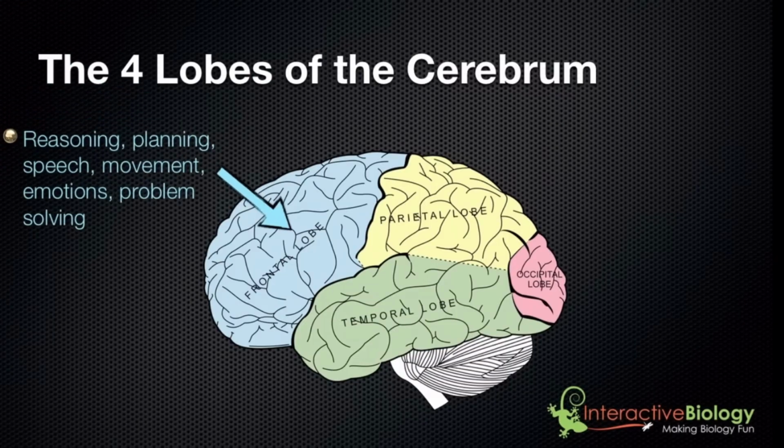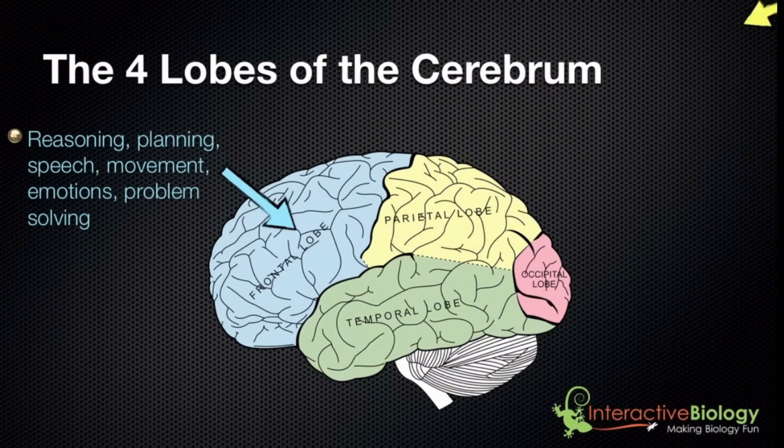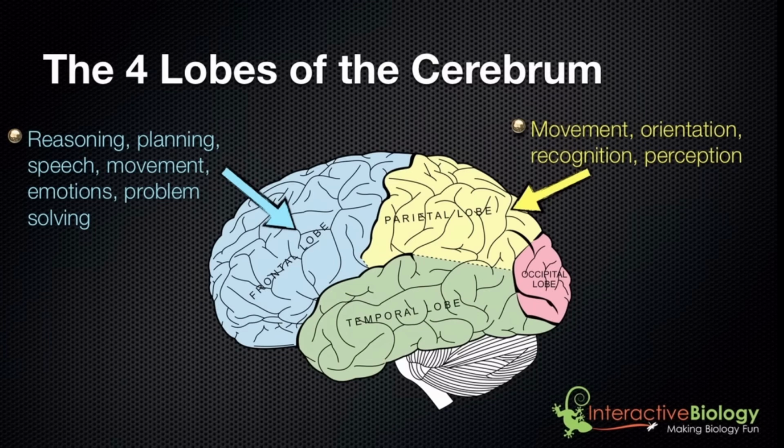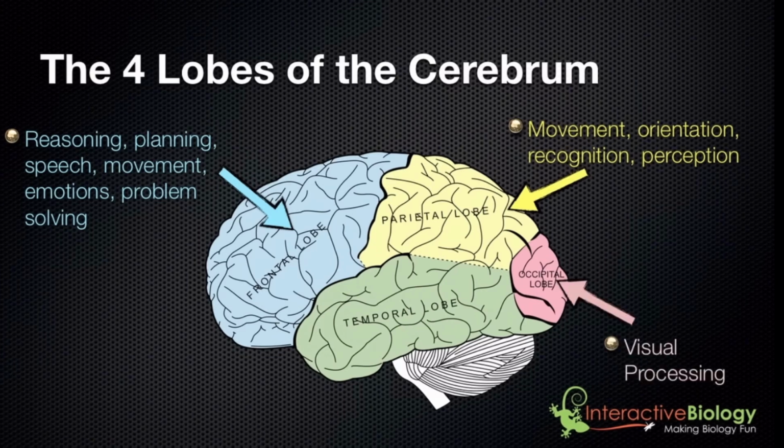The frontal lobe is primarily responsible for reasoning and thought. The parietal lobe is responsible for integrating sensory information, the temporal lobe is primarily responsible for auditory information from the ears, and the occipital lobe is primarily responsible for visual information from the eyes.